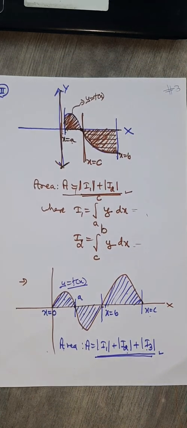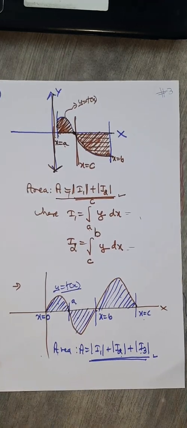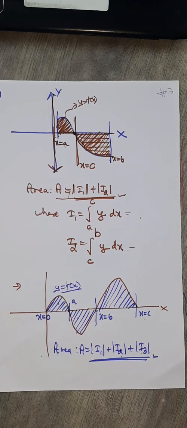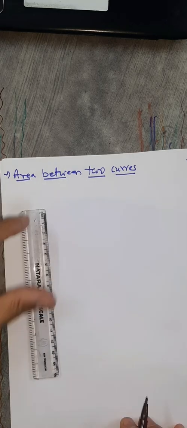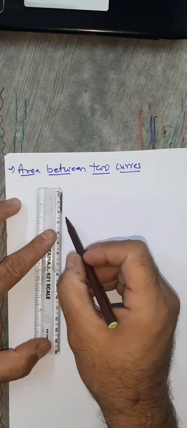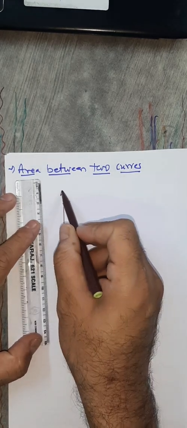Fine, that's one thing. One more thing here, that is you are going to find the area between two curves. So now area between two curves. So let's consider two coordinate axes here. Okay, let me see like this here. These are the two coordinate axes.